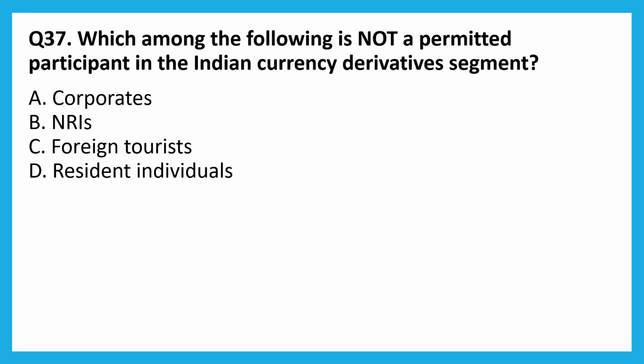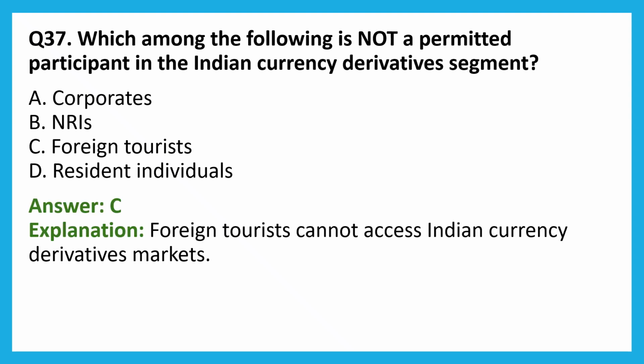Next question. Which among the following is not a permitted participant in the Indian currency derivative segment? Option A corporates, option B NRIs, option C foreign tourists, and option D resident individuals. Correct answer is option C foreign tourist. They cannot access Indian currency derivatives market.